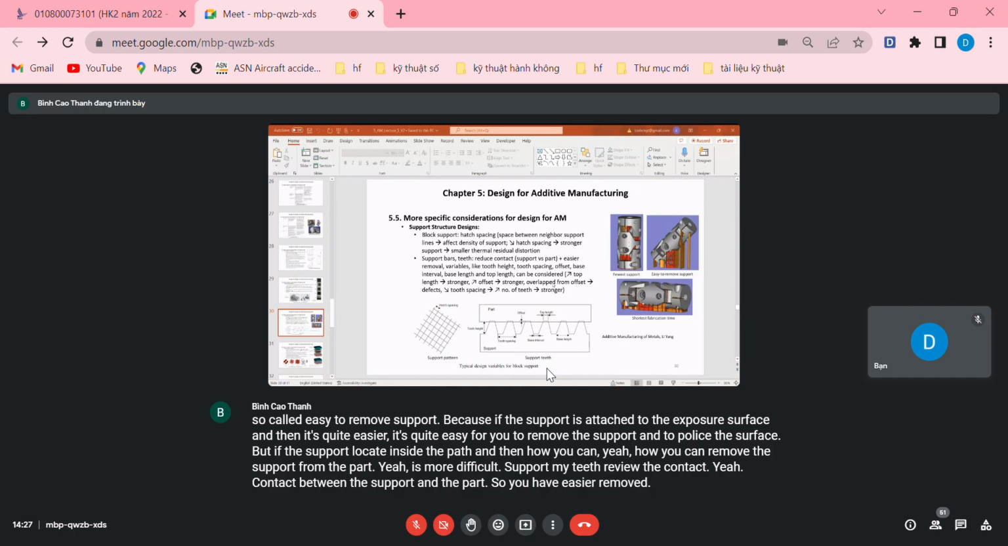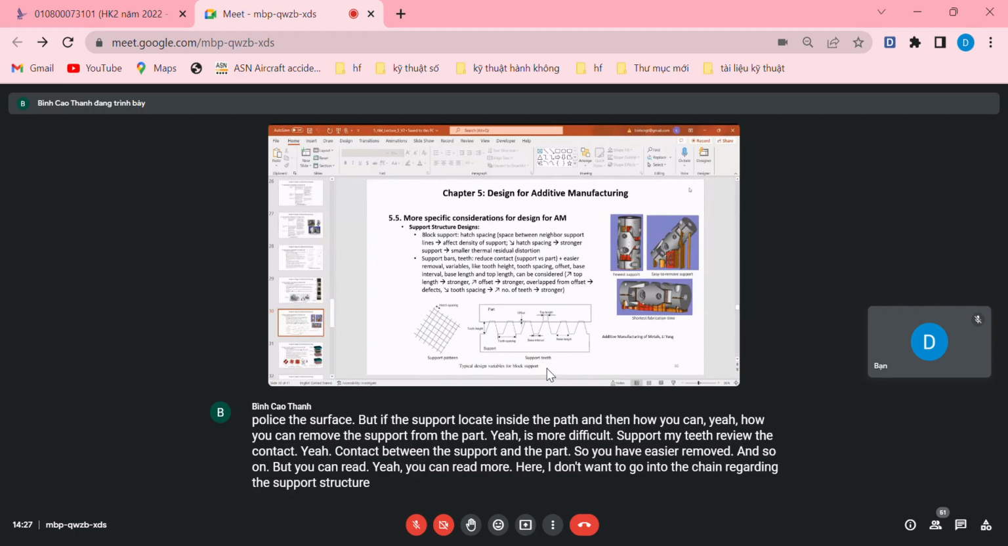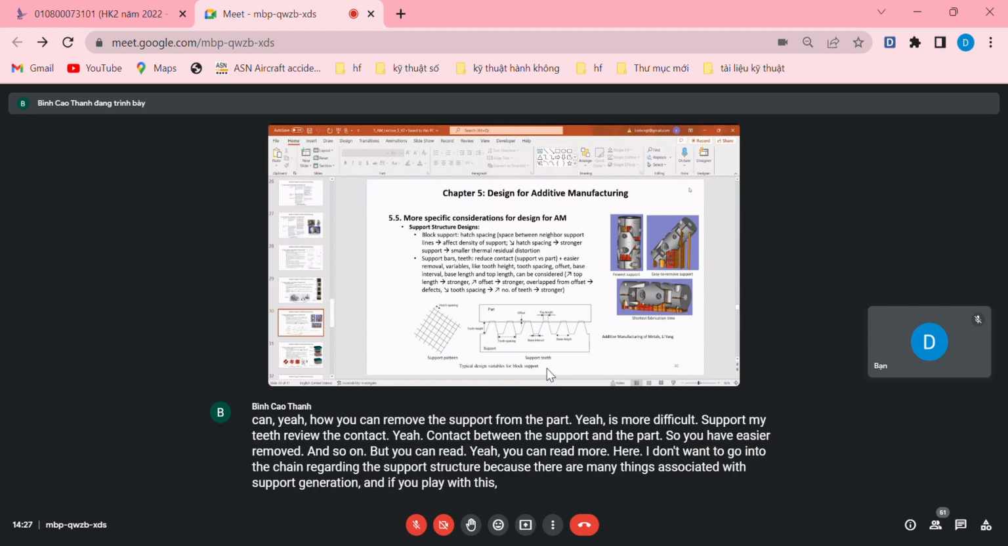And so on. But you can read more here. I don't want to go into detail regarding the support structure because there are many things associated with support generation, and if you play with this in the real process, you will see how complex it is.